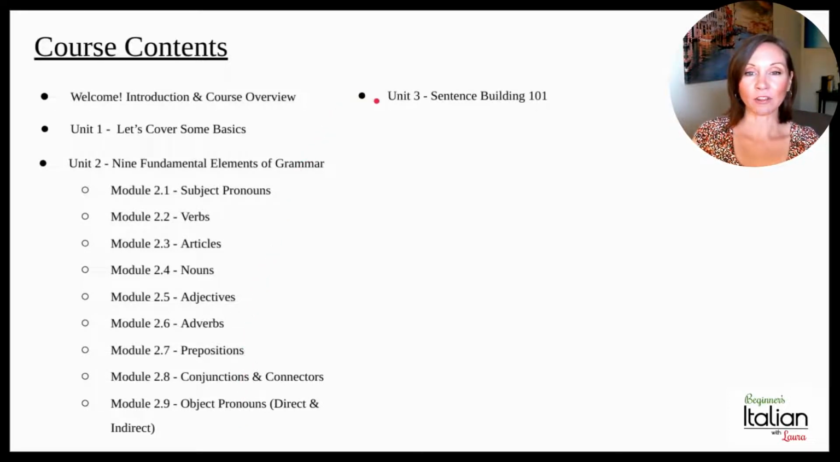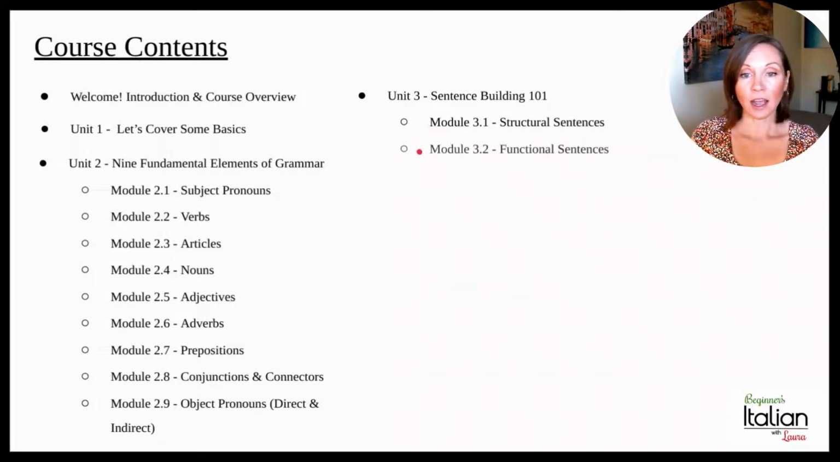Okay, and then we have Unit 3, Sentence Building 101. Okay, so this is where we're going to put everything that you've learned up to this point to use, and you can see how it all fits together. So Module 3.1, we have structural sentences. I'll introduce you to 3 different types of sentences that are based on their structure. And then we have functional sentences. Okay, once again, just 3 different types of sentences based on their function.